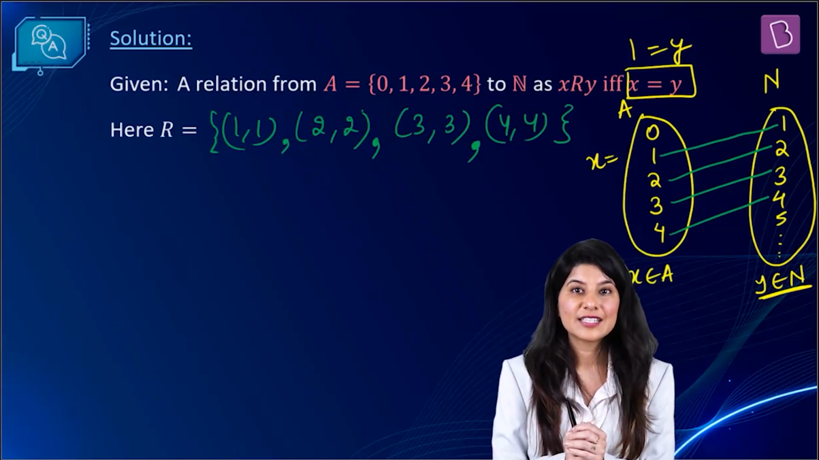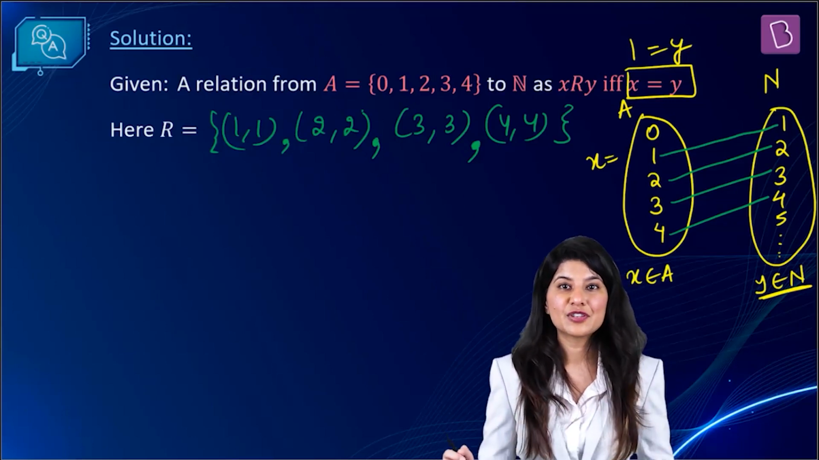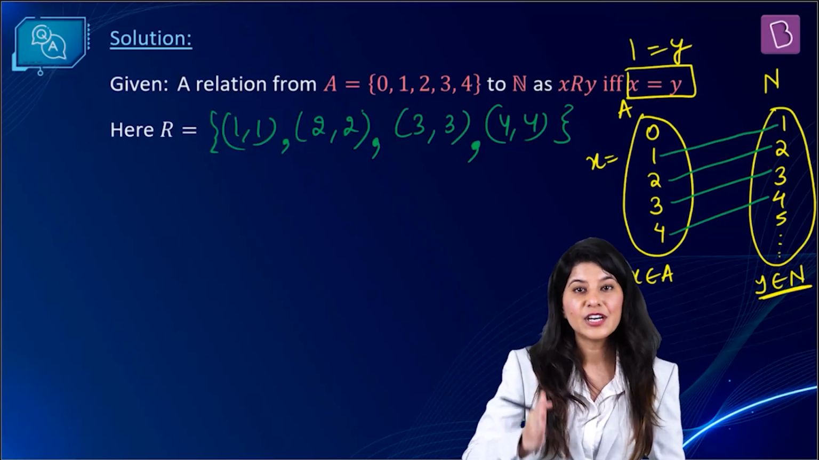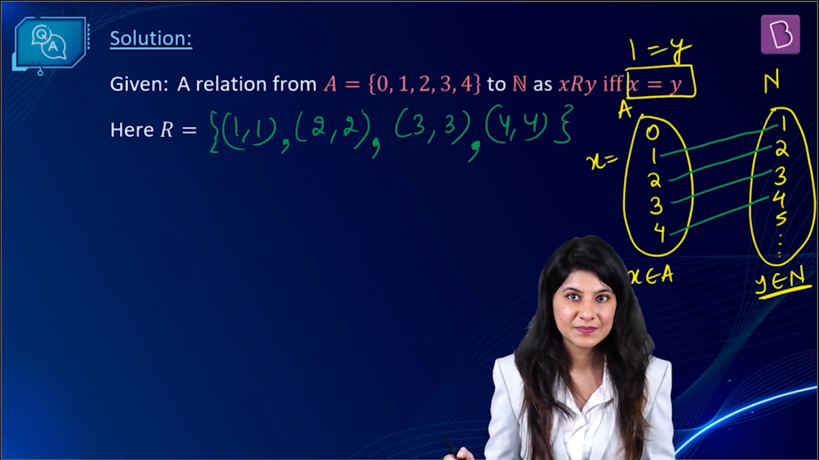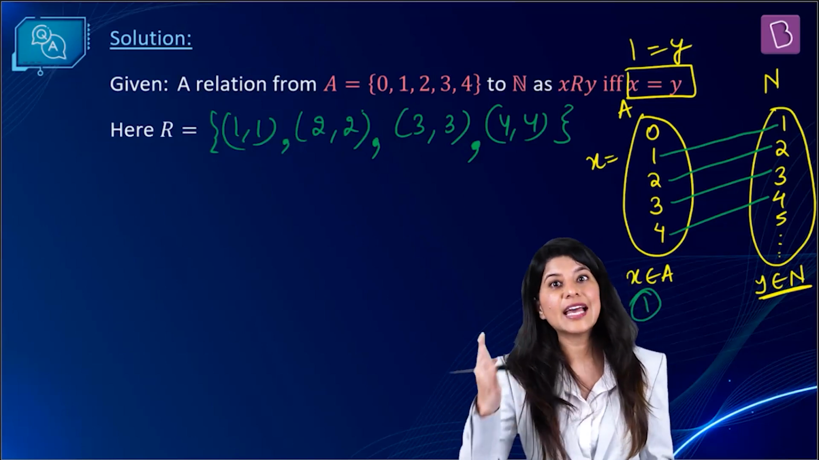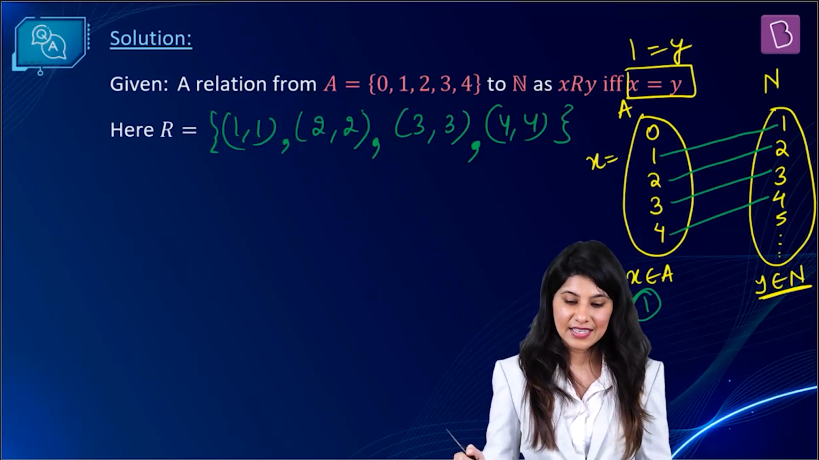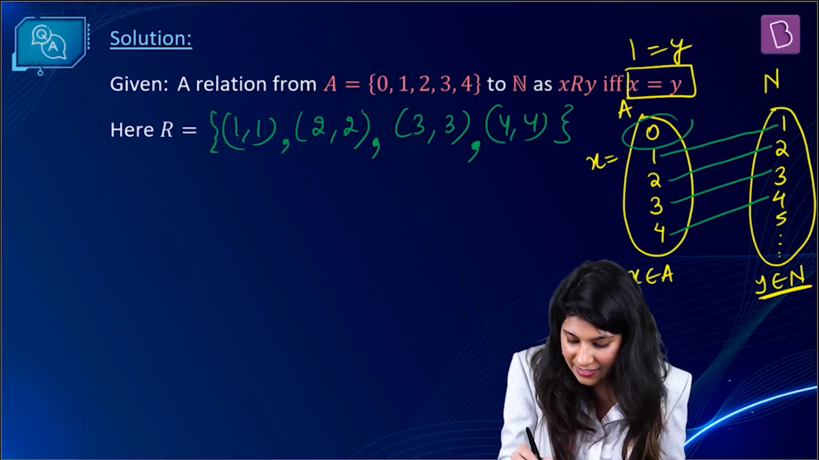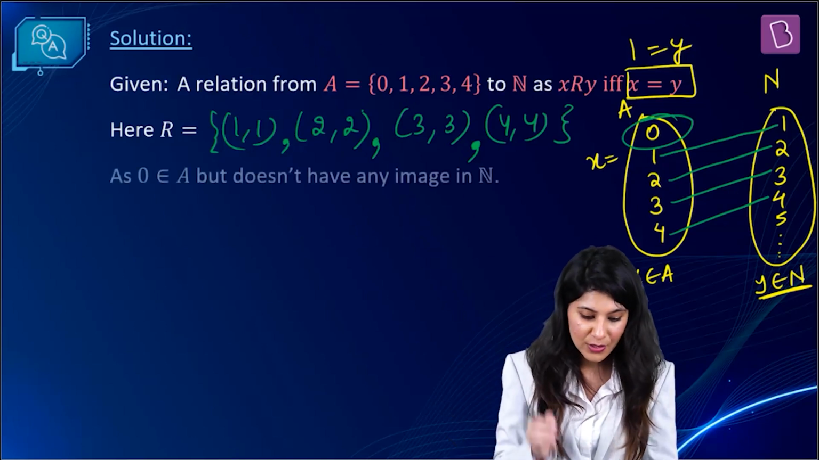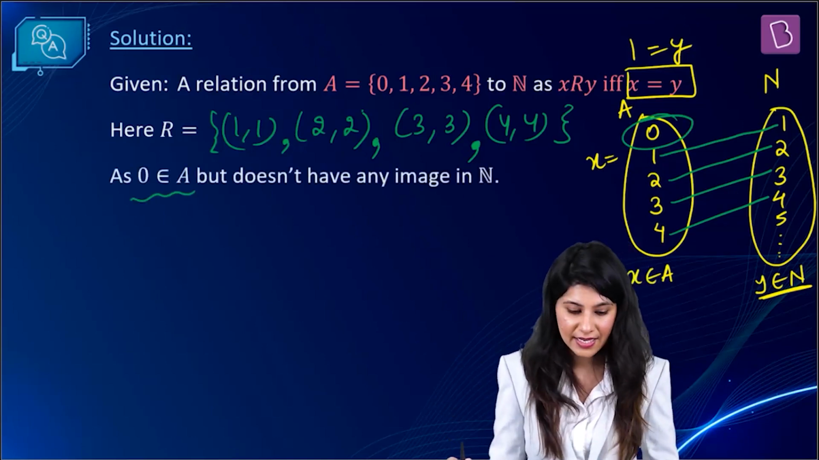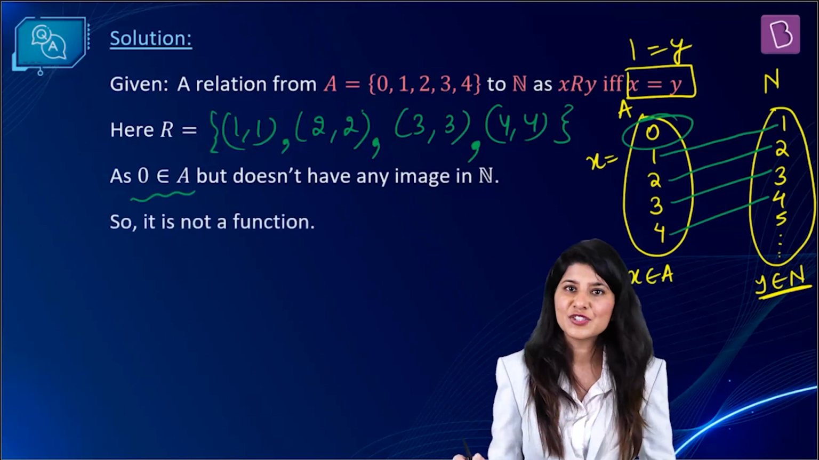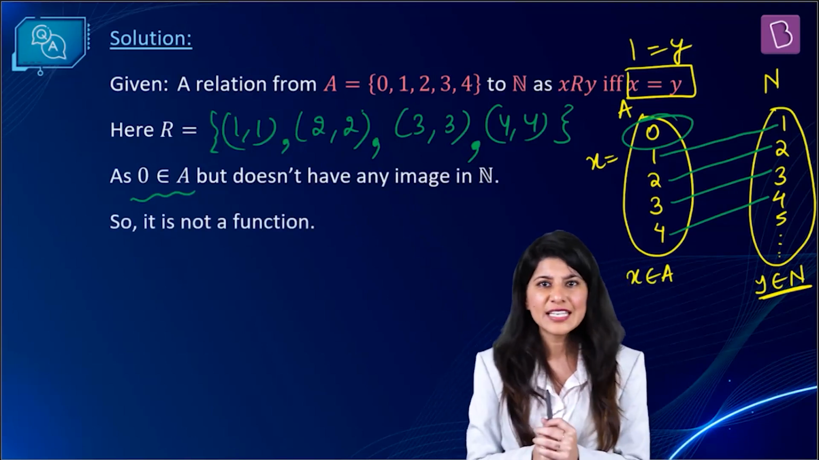Now let's check whether it is a function or not. What is the definition of a function? Each element in set A will have a unique element in set B, or each element in the first set will have a unique element in the second set. Here, I can see that 0 has no image in the second set. Are you getting my point? 0 belongs to the first set, set A, but it doesn't have any image in the set of natural numbers. Hence, it is not a function. R is sorted. Option D is the right one.